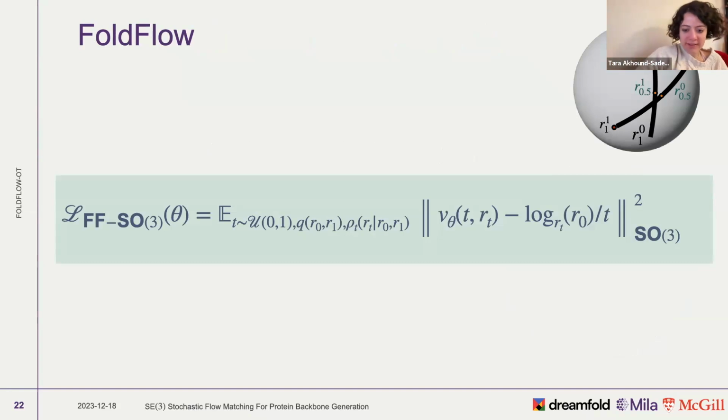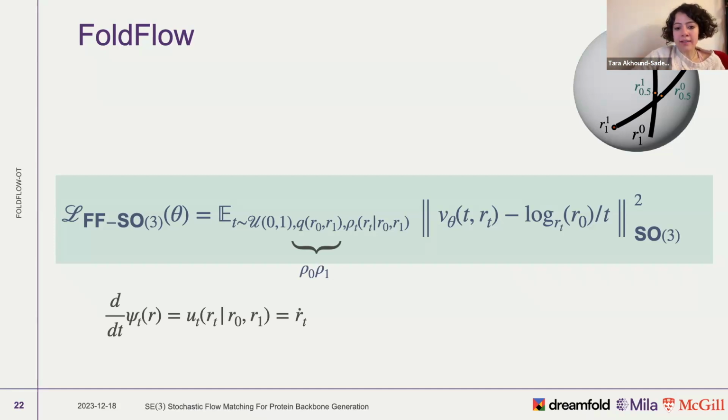So again, for proteins, as we just talked about, our network itself is not outputting the vector field directly. We output the rotation matrix, and then we compute the vector field from it. But the loss remains the same. What we have here is the loss for FoldFlow, just the SO3 component, so one residue of the FoldFlow-Base model. For the conditional, we have this independent coupling, so it's just the product of the probabilities for R0 and R1, which is rho 0 and rho 1. And then we have this UT of RT given R0 and R1.